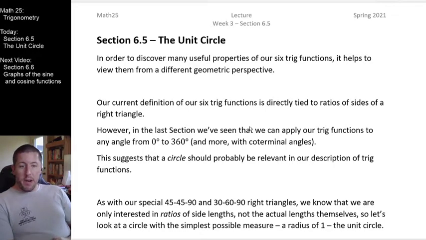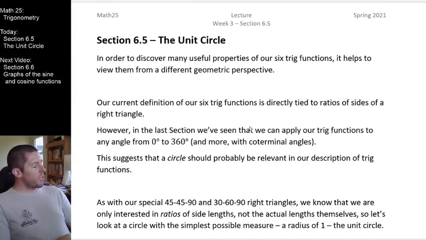Further, we've seen that we can apply our trig functions to any angle from 0 to 360 degrees, and even more than that with coterminal angles, which allow us to find an angle within 0 to 360 that will have the same trig function values. So when we're talking about 0 to 360, that says to me that a circle sounds like it should be relevant here rather than just right triangles.